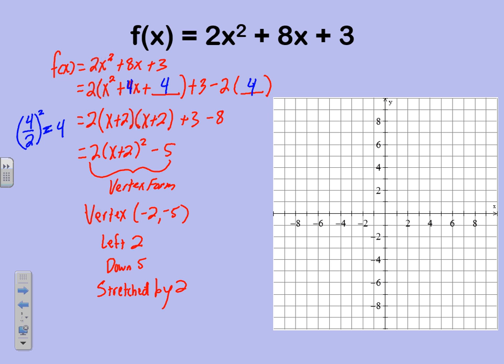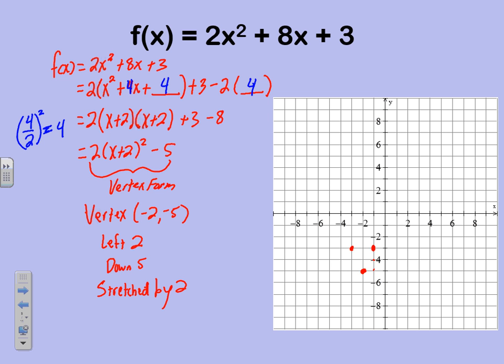So now let's see what we get. Going to the vertex of negative 2 and negative 5, we're right here. So looking at our transformations, again, from the parent function, we could go to the right 1 and up 1. Well, because we're stretched by a factor of 2, here I'm going to go to the right 1 and up twice. And I'll have the same thing on the left side because parabolas are mirror images of each other.